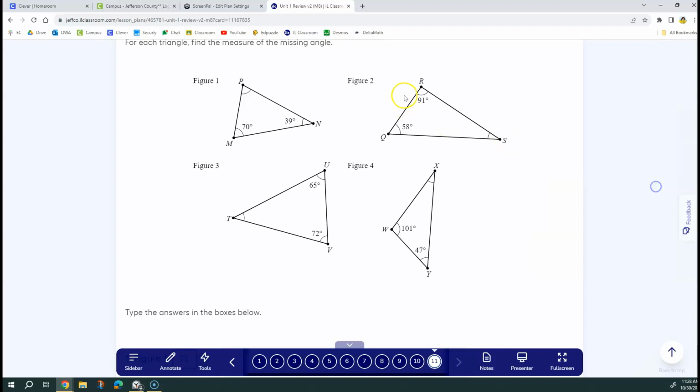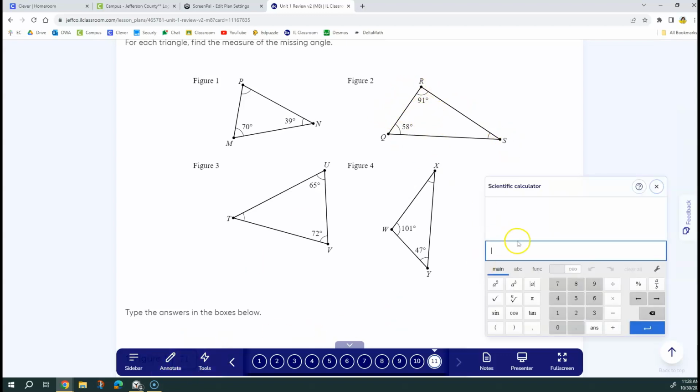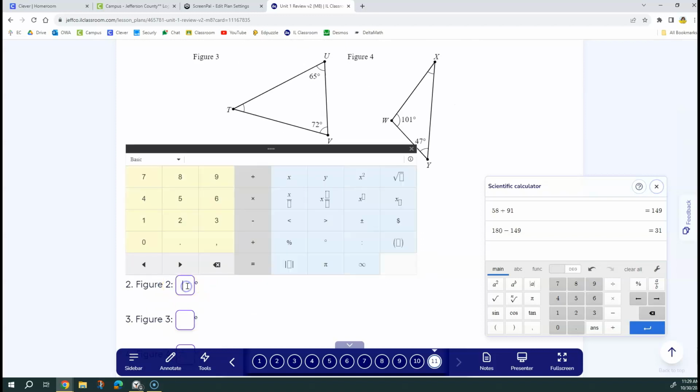Figure 2 right here, once again, get my calculator. I have a 58-degree angle and a 91-degree angle. When I add 58 and 91, it equals 149. All the angles in a triangle add up to be 180. So if 2 of the angles add up to be 149 degrees, that remaining angle needs to be 31 degrees.